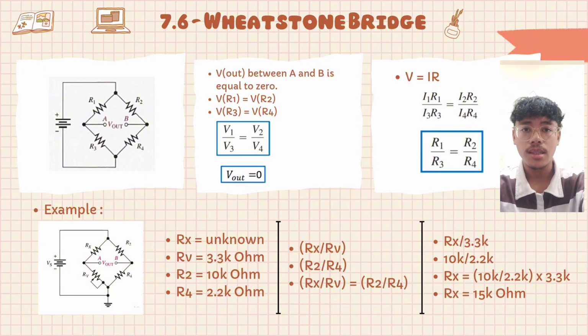Next, I will be presenting about Wheatstone bridge. How do you recognize if the circuit consists of a Wheatstone bridge? Well, a Wheatstone bridge is when, as in the figure next to me, the output between node A and node B is equal to 0.